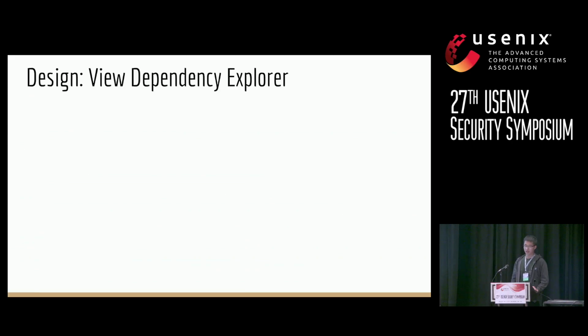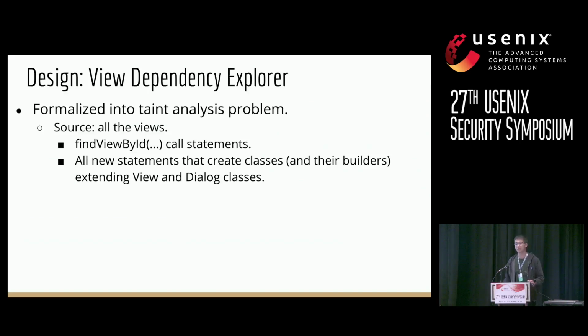Okay. Now let's see some design details. First, we want to know how to find the flow's related views. Actually, this problem can be formalized into a taint analysis problem. Source, of course, is all the views. Views can be declared statically in a layout file and referenced through a findViewById statement. In that case, we need to put all the findViewById calls in the source list. Also, views could be created programmatically. So all the new View and new Dialog statements should be included in the source also.